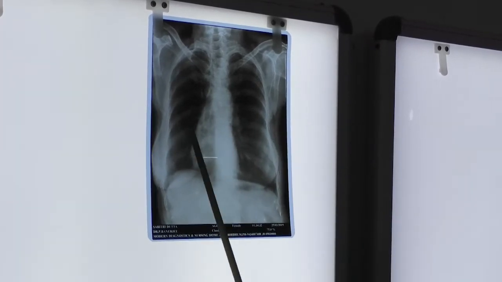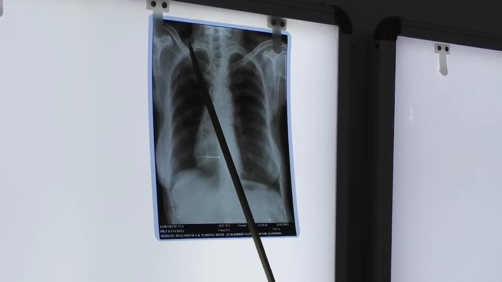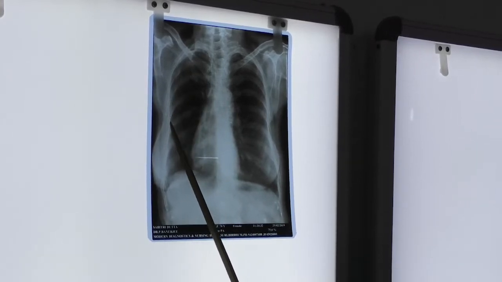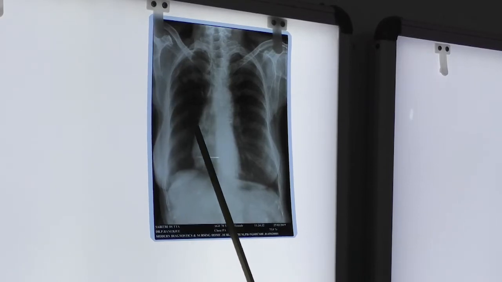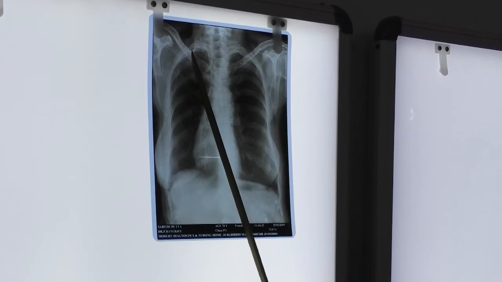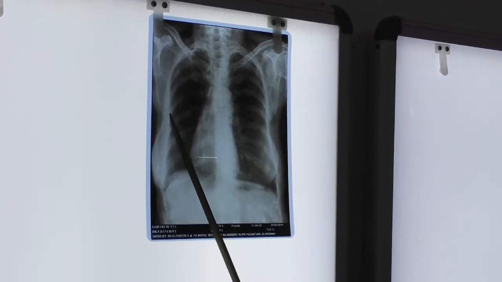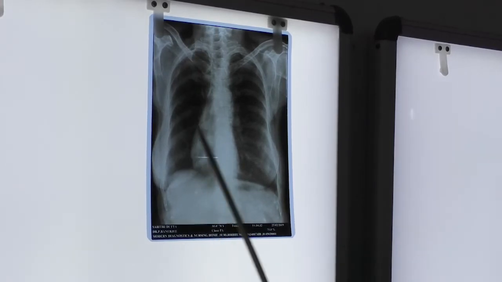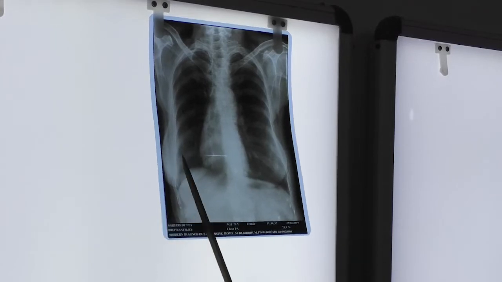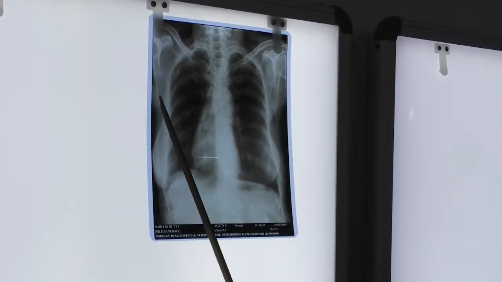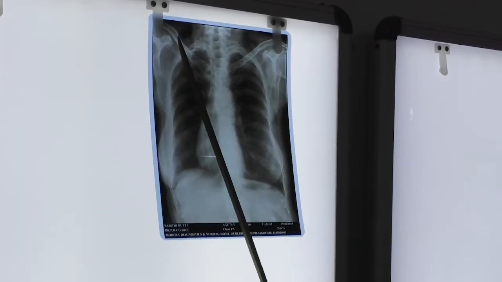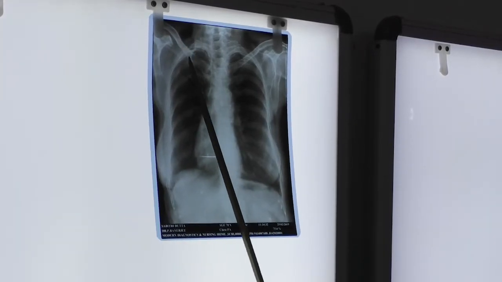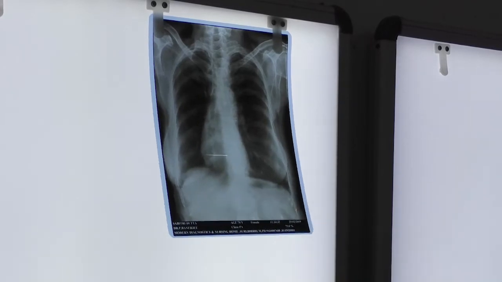Then another bony shadow we can see, yes sir, another bone. This is the scapula or shoulder blade. We can see the medial border of the scapula, and we can also see the inferior angle of the scapula, and also the superior angle of the scapula.